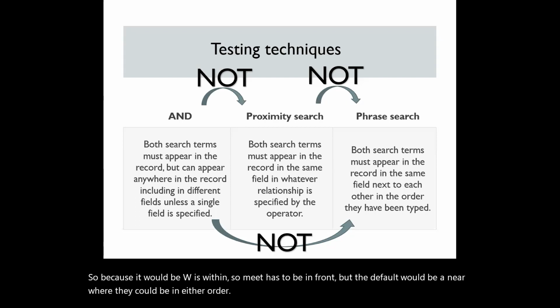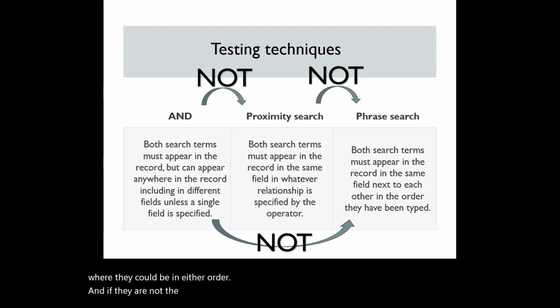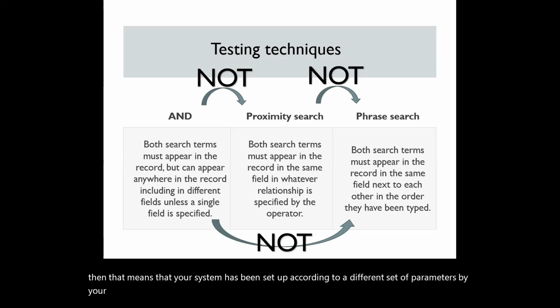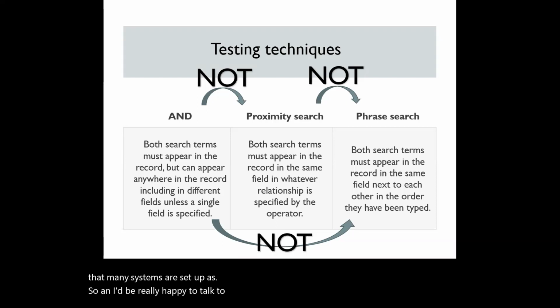And if the meat quality and the meat N5 quality are still not the same, then that means that your system has been set up according to a different set of parameters by your administrator. So they can do what they want to. This is just the default one that many systems are set up as. And I'd be really happy to talk to this person more offline if they have questions about that.